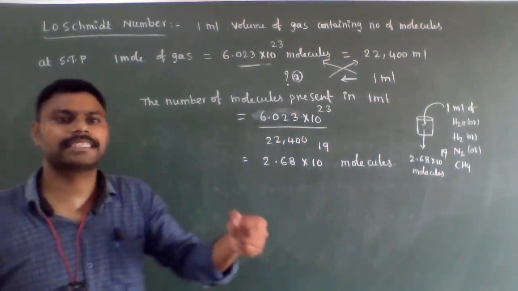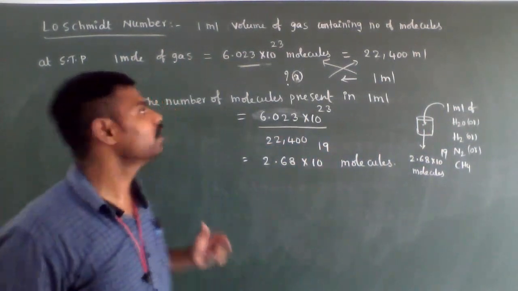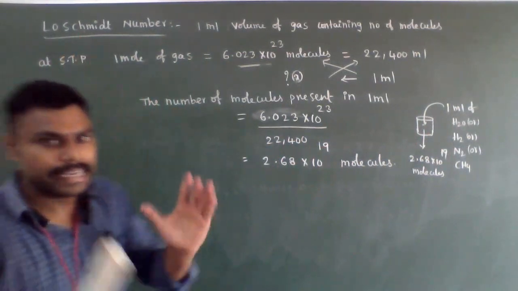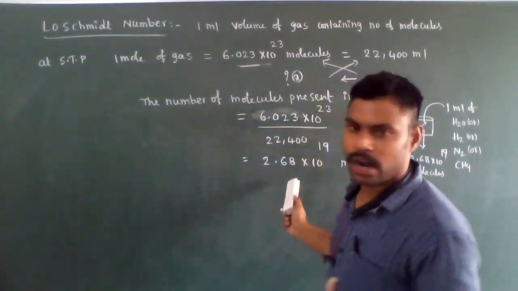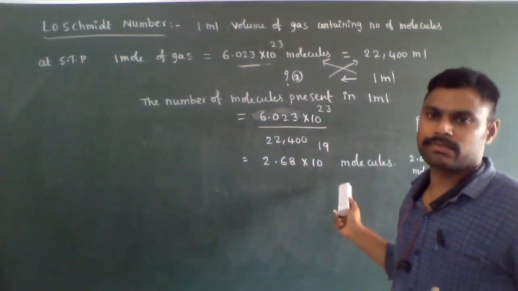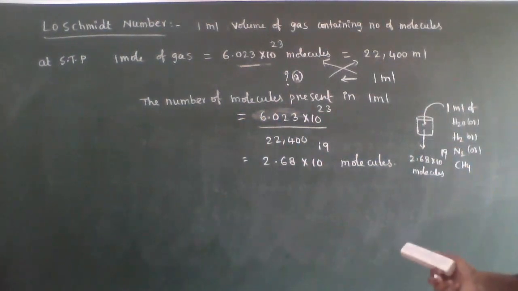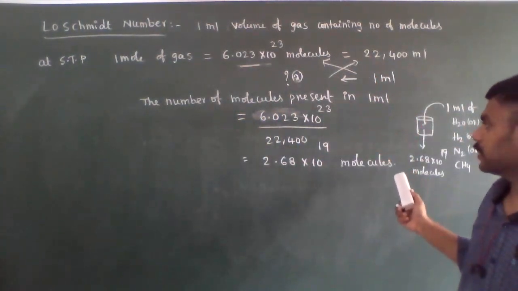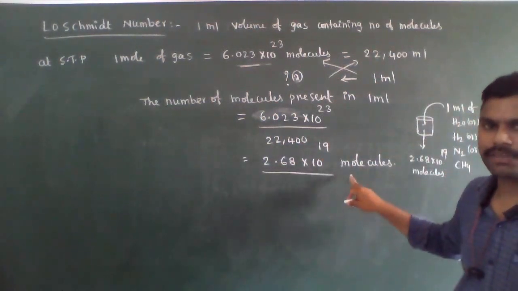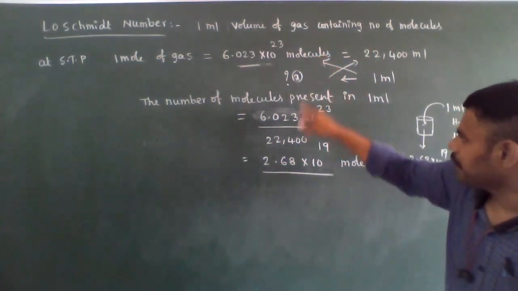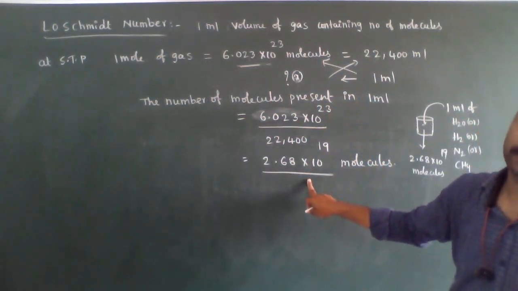What is Avogadro? The reciprocal of Avogadro number, 1 by Na, is called Avogadro. Already we discussed that in the morning class. Now this is the Loschmidt number: the number of molecules present in 1 ml. Just listen and understand, then it is very easy. This constant value is always constant, so we need to remember it. Otherwise, you have to calculate it practically by this method. Otherwise, remember the Loschmidt number.